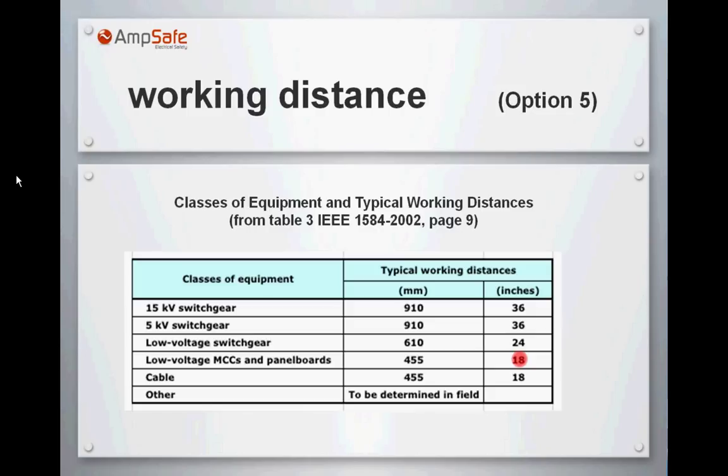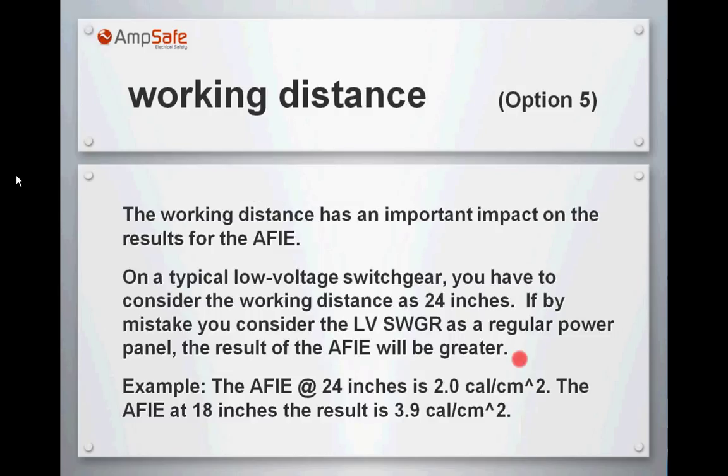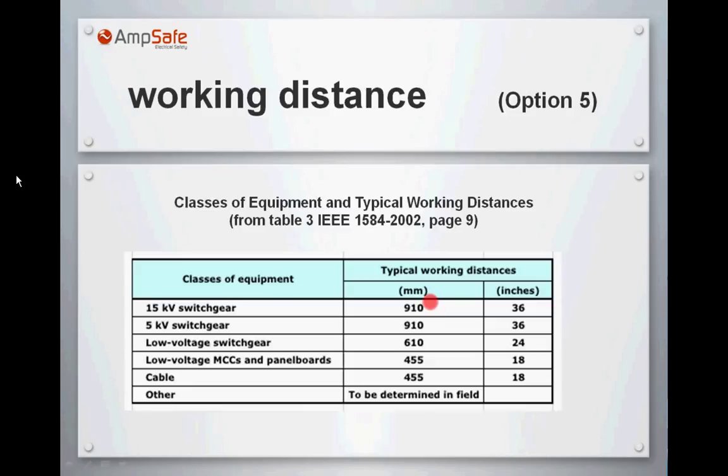The working distance has an important impact on the results of the arc flash incident energy. So you have to consider the working distance option very clearly. On a typical low voltage switchgear, you have to consider the working distance as 24 inches. Let's see if that's true or not. I think that we have a little challenge. Typical low voltage switchgear, 24. Switchgear, yeah, 24 inches.